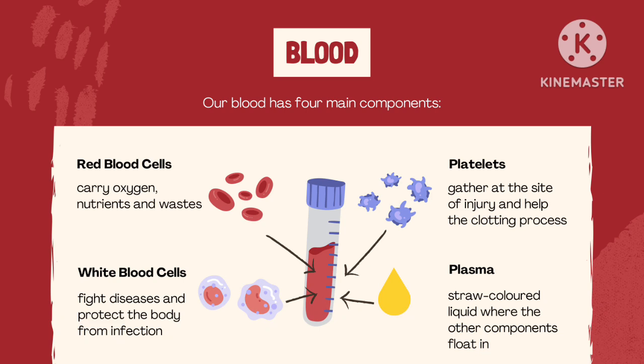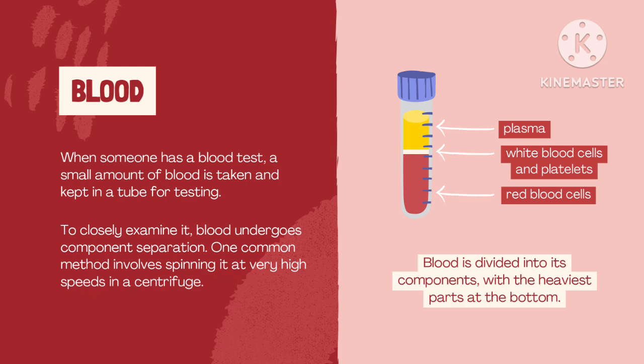Let's go to next part. When someone has a blood test, a small amount of blood is taken and kept in a test tube for testing. Then the result is the picture given. The heaviest part is the red blood cell which is at the bottom. Then white blood cells and platelets and at last the plasma.